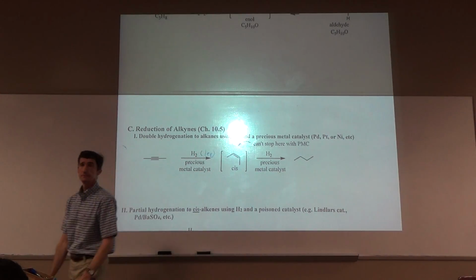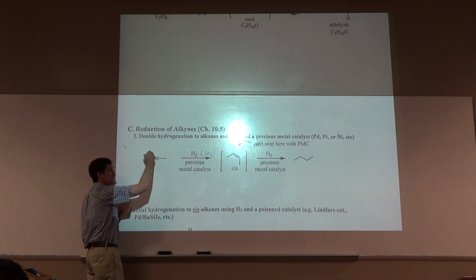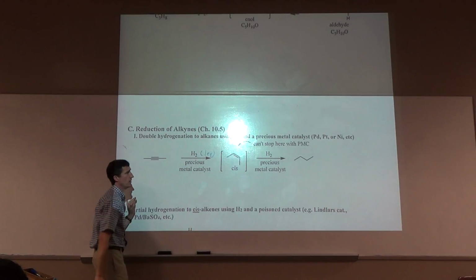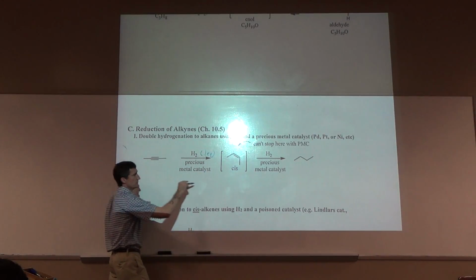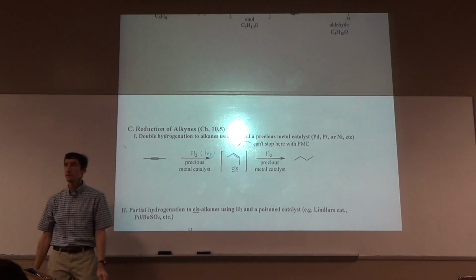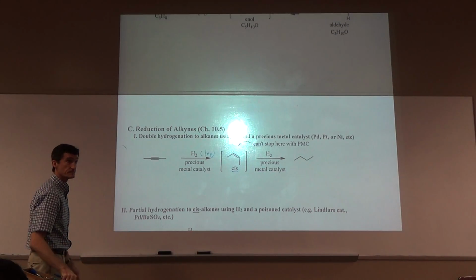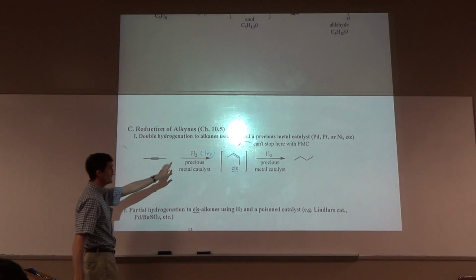It's butane. There's no stereochemistry possibility. So this can be fully reduced to butane. Partial reduction would give the alkene, but importantly, it would be cis. Everybody understand why it would be cis? Because the H's come from the same side. That forces the methyls to the same side. It's a syn addition of hydrogen.